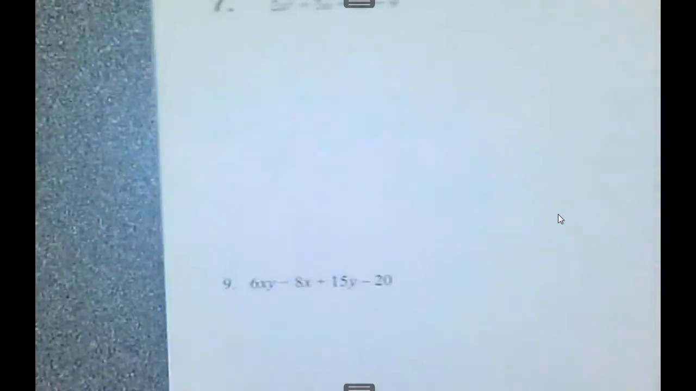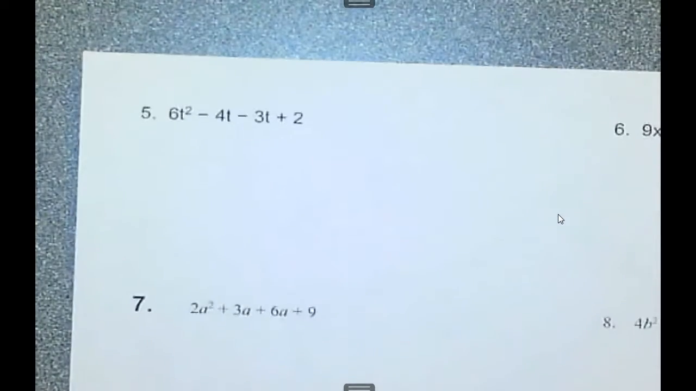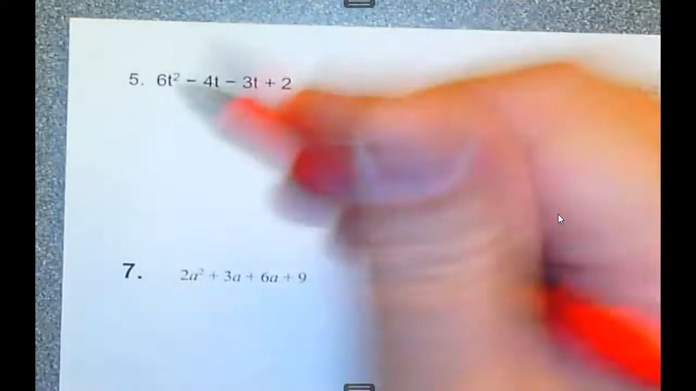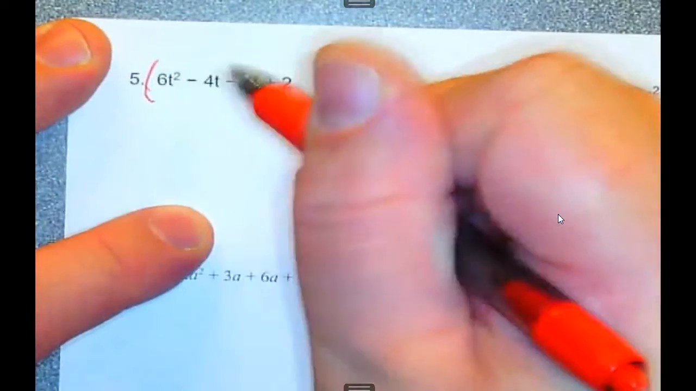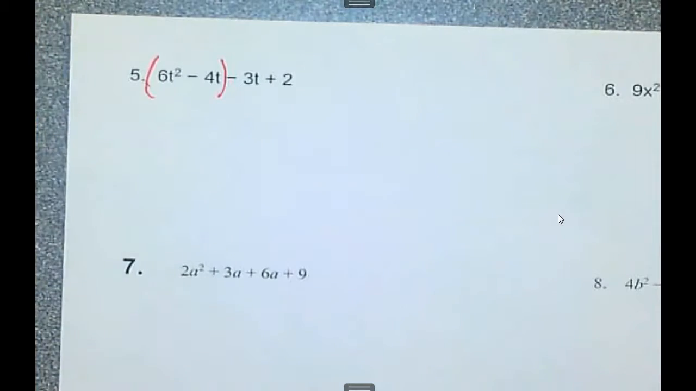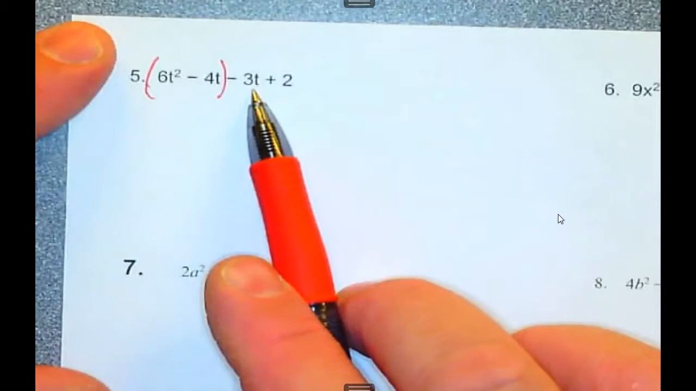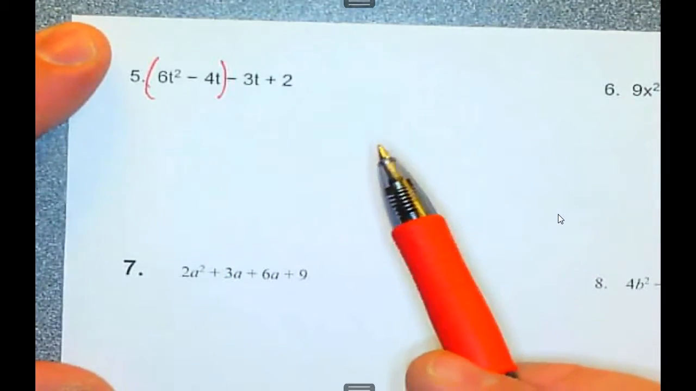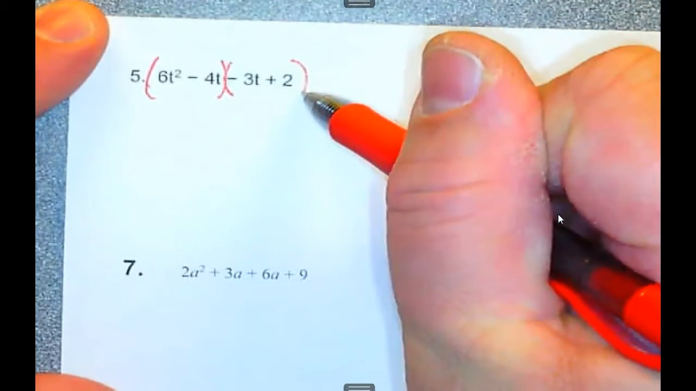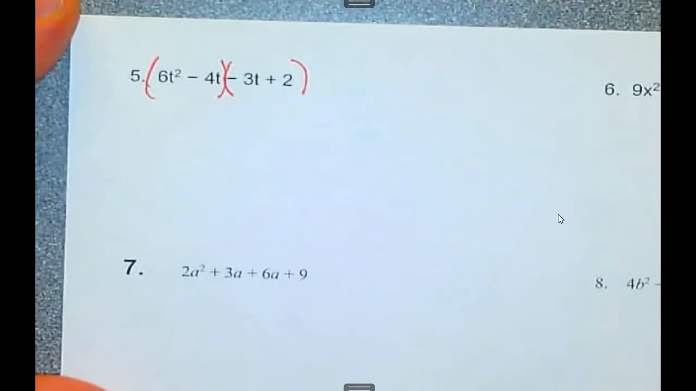Let's try a harder one. Ooh, let's do number 5. Okay, I'm going to group my first 2 terms. And now I'm going to group my second 2 terms. Now, I haven't been including the sign in front of the third term because it's been positive. I really should have been including that sign in front of that when I'm grouping. Okay? And I'll tell you why in a minute.